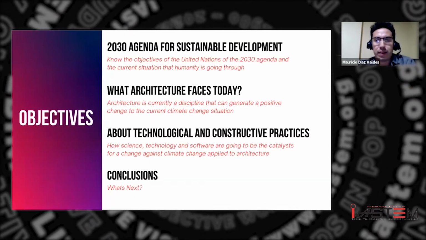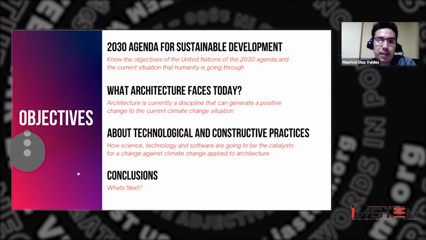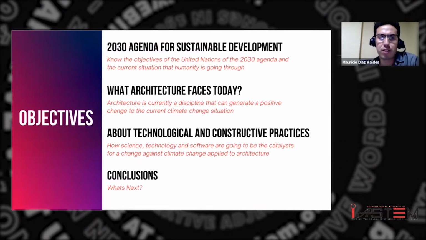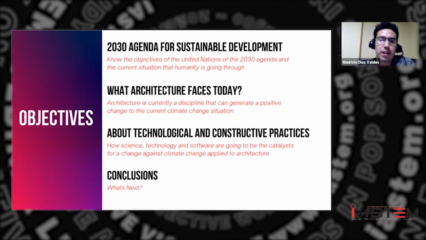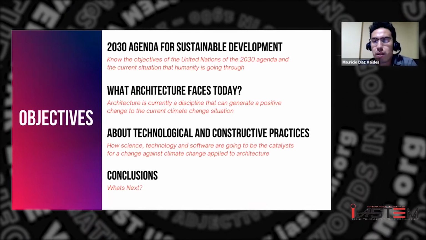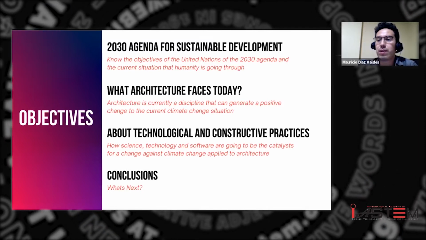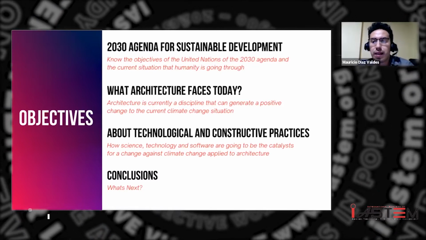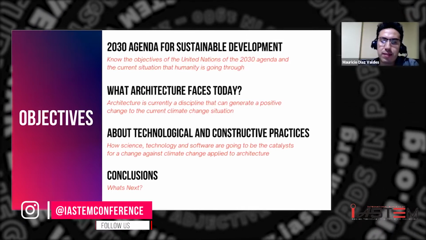Well, this presentation focuses on four main objectives. I will talk about what the agenda of sustainable development by the United Nations is, what problems architecture must face today, and the technological constructive practices that should be developed for the next decades. And lastly, I will talk about the conclusions about how architecture will face these new problems during the next decades.